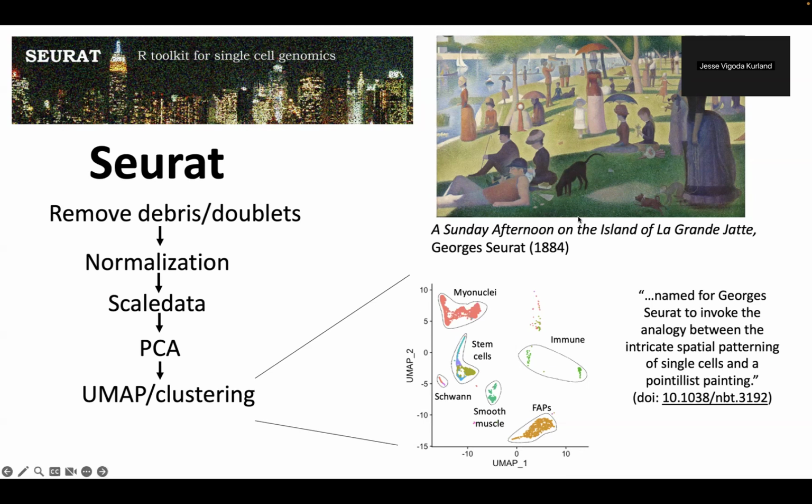I always find it really interesting that Seurat was named after a painting from the 1800s called A Sunday Afternoon on the Island of La Grande Jatte, which is an impressionist painting. In the paper that published this package, they acknowledge that they named it because of the similarities between a UMAP dimensional reduction plot, as shown here, or what we more colloquially know as cell clustering, and early impressionist, pointillistic paintings.